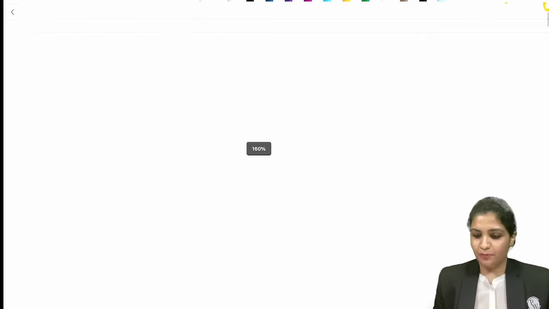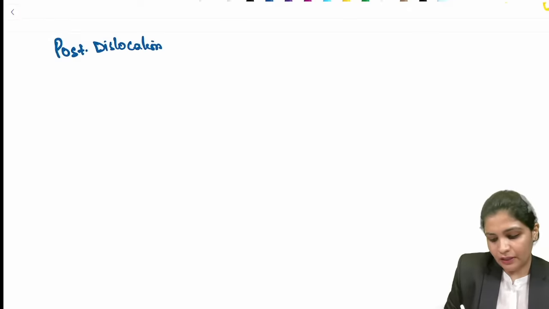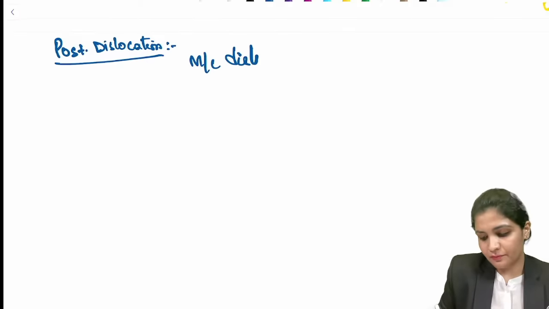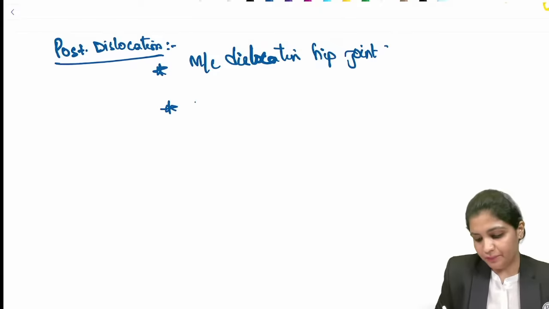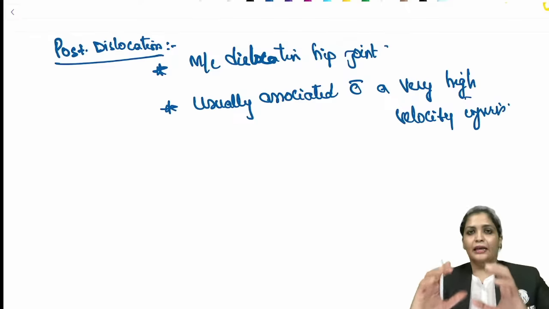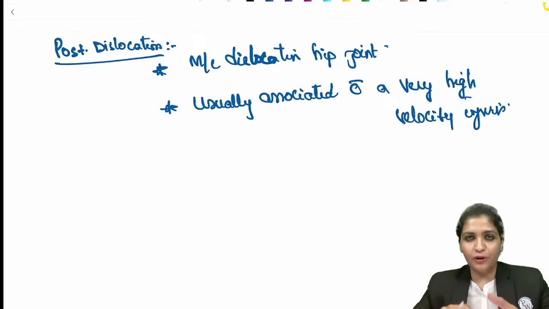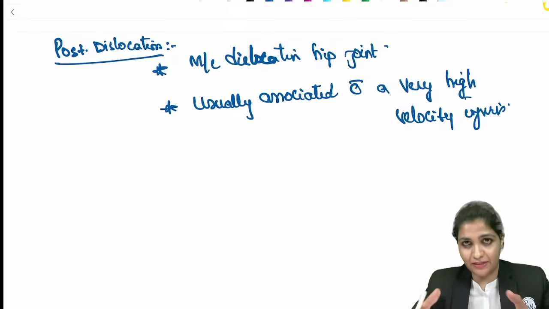And then let's learn in detail about the posterior dislocation of hip. So posterior dislocation of hip is the most common dislocation of hip joint and it is usually associated with very high velocity injuries, right? So the reason for this is, the hip joint is a ball and socket joint, which is formed by the femoral head and the acetabulum. Now this hip joint is protected by various ligaments and muscles which are present around it. And because of these various ligaments and muscles, it requires a very huge force to get dislocated. So that is why this has always been associated with a high velocity injury, right?